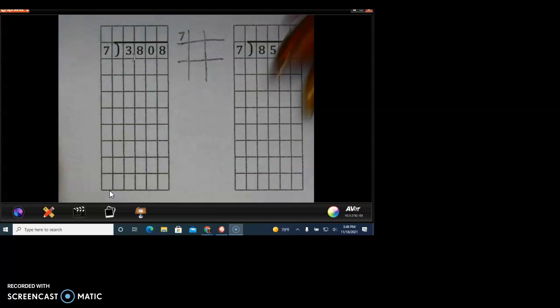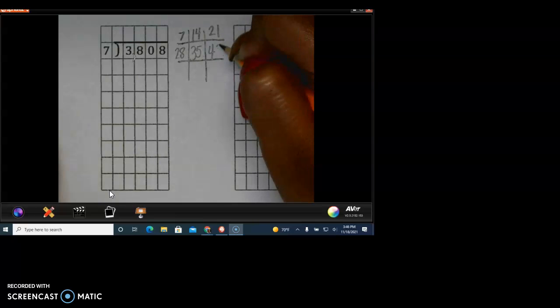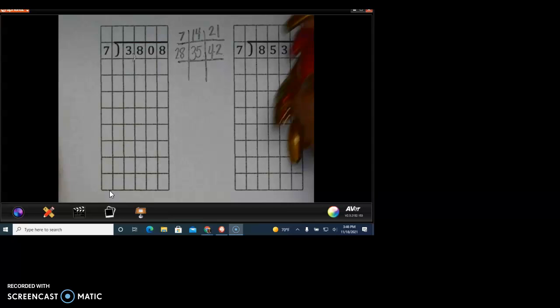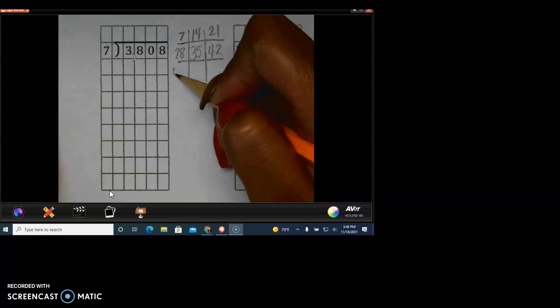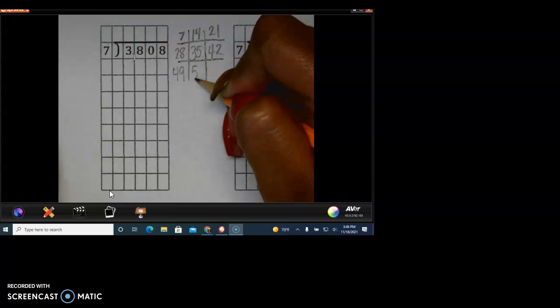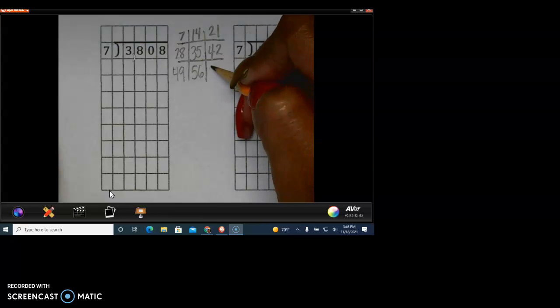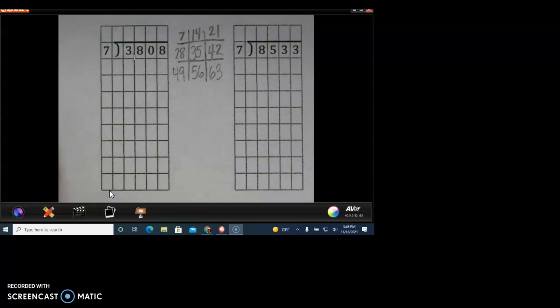7 times 1 is 7. 7 times 2 is 14. 7 times 3 is 21. 7 times 4 is 28. 7 times 5, 35. 7 times 6, 42. 7 times 7 is 49. 7 times 8 is 56. And 7 times 9 is 63. So I have all of my multiples here. Remember, it is important to keep things lined up. That's why I've given you this grid version to hopefully help you keep things straight and organized.